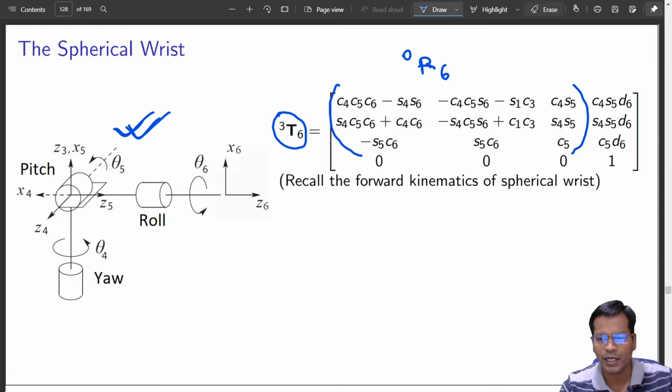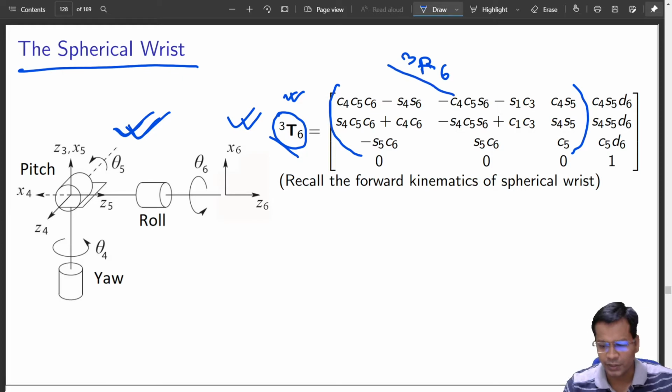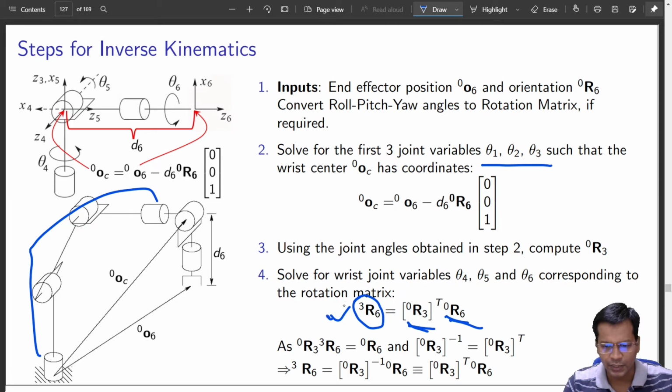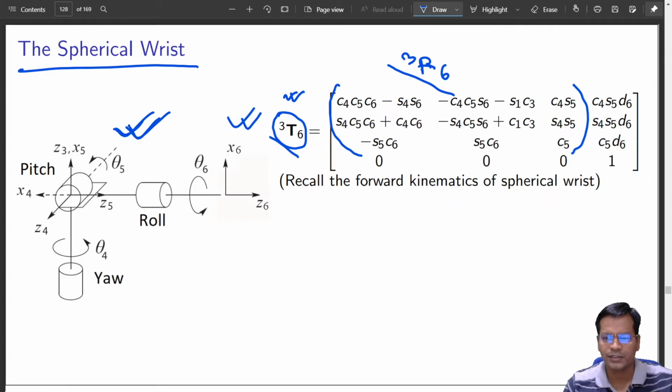Sorry, this is 3R6, because you just have the orientation matrix, that is 3R6. So that can be directly obtained. If you recall the spherical wrist forward kinematics, it is exactly this equation. Now what is known? 3R6 is known. You have found out 3R6 like this. 3T6 is given by this.